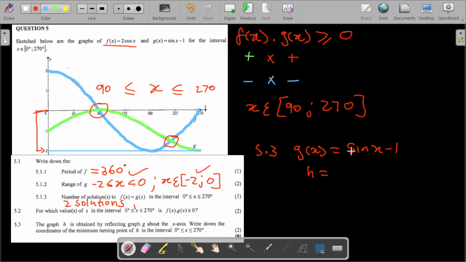How do you reflect? We multiply the whole function by what? By a negative. So it's going to be negative times sine x minus 1, so now it's going to be negative sine x and then plus 1. So how do we draw this graph? Remember, I just told you, reflecting about the x-axis, only the y changes. So this y is going to reflect about this x-axis. So this y now comes here.